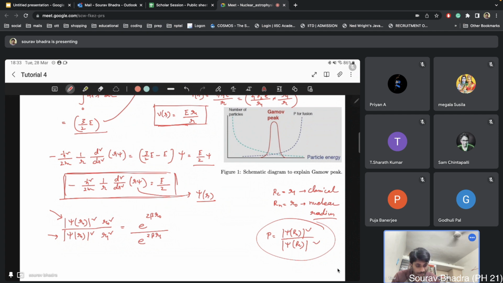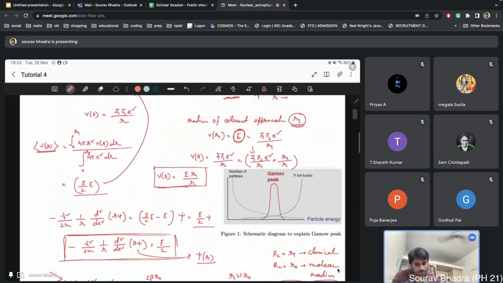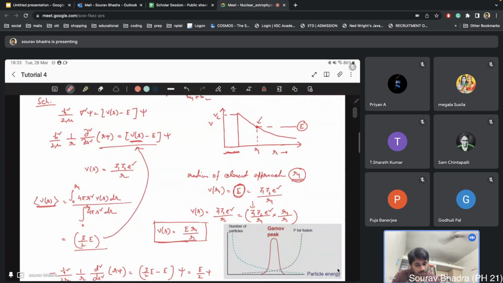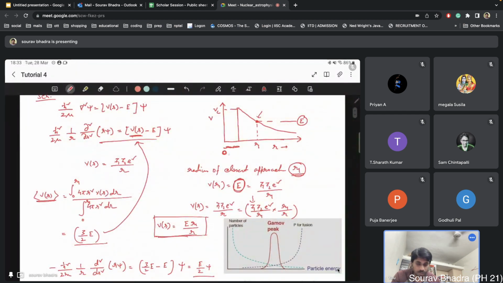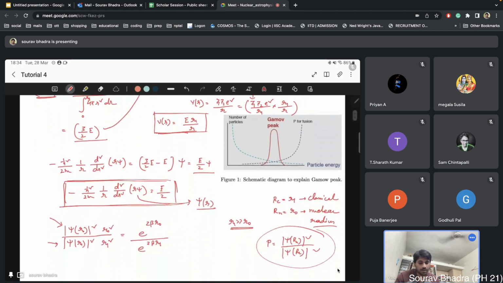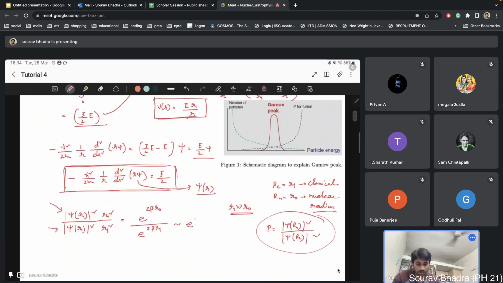So for our case, R1 is very much greater than R0. For my nomenclature, I have used R1 as the classical radius, which is larger than R0, because R0 is the nuclear radius. I am in that limit, and in that limit you can write it as just an approximation of R1, for simplicity.